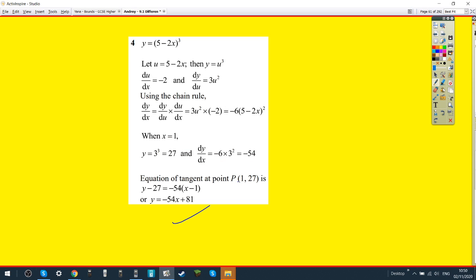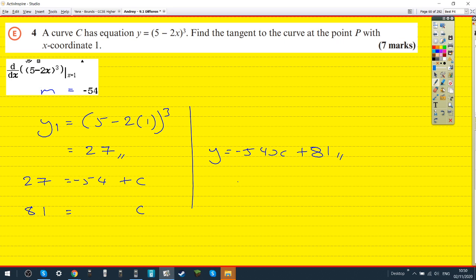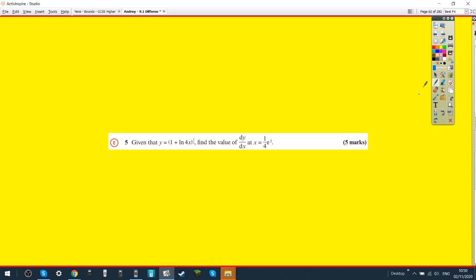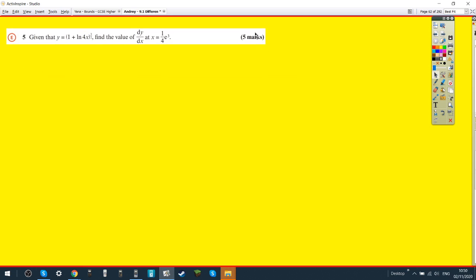That was 7 marks. Sure was. This skipped over a lot, I think. I mean, not really. What's the derivative of this thing? 3 times bracket 5 minus 2x squared, and then times minus 2. That's all right. Yeah, that's the kind of question you hope for.